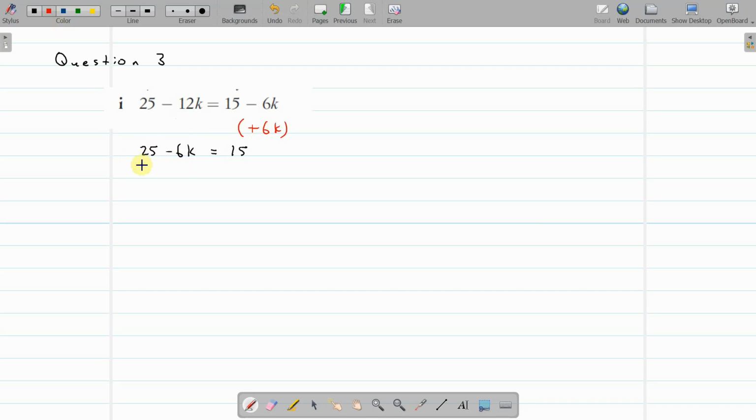Okay. Numbers over here. So plus 25, reverse is minus 25. And that means that's cancelled, so we're left with minus 6k equals 15 minus 25, which is minus 10.